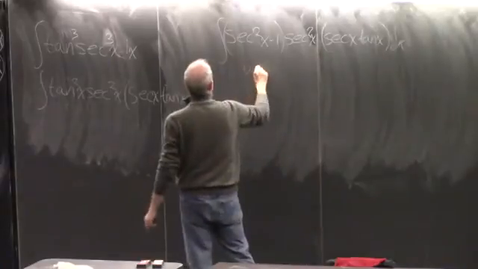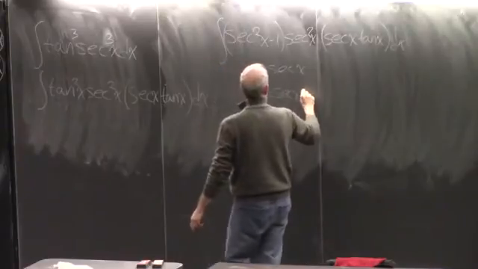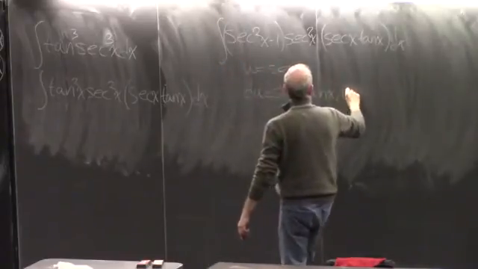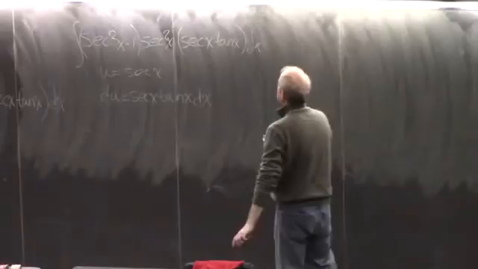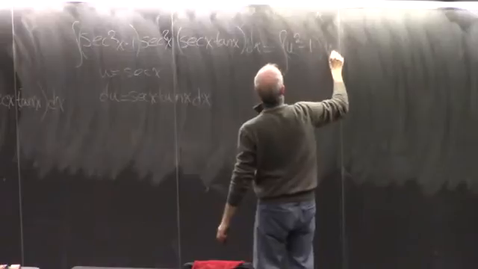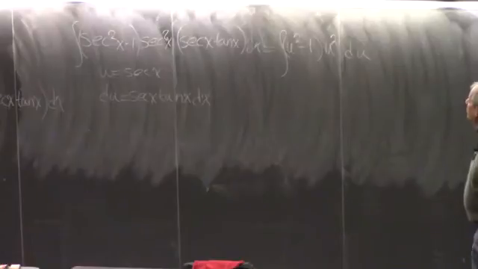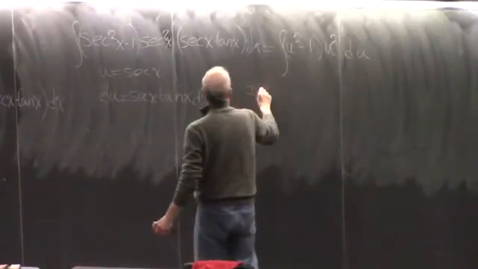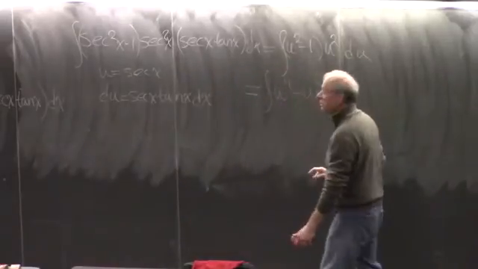So if I let u be secant x, du is secant x tan x dx. So this becomes the integral of u squared minus 1 times u squared du. Distribute the u squared, and you get u to the 4th minus u squared du. That's nice and simple.